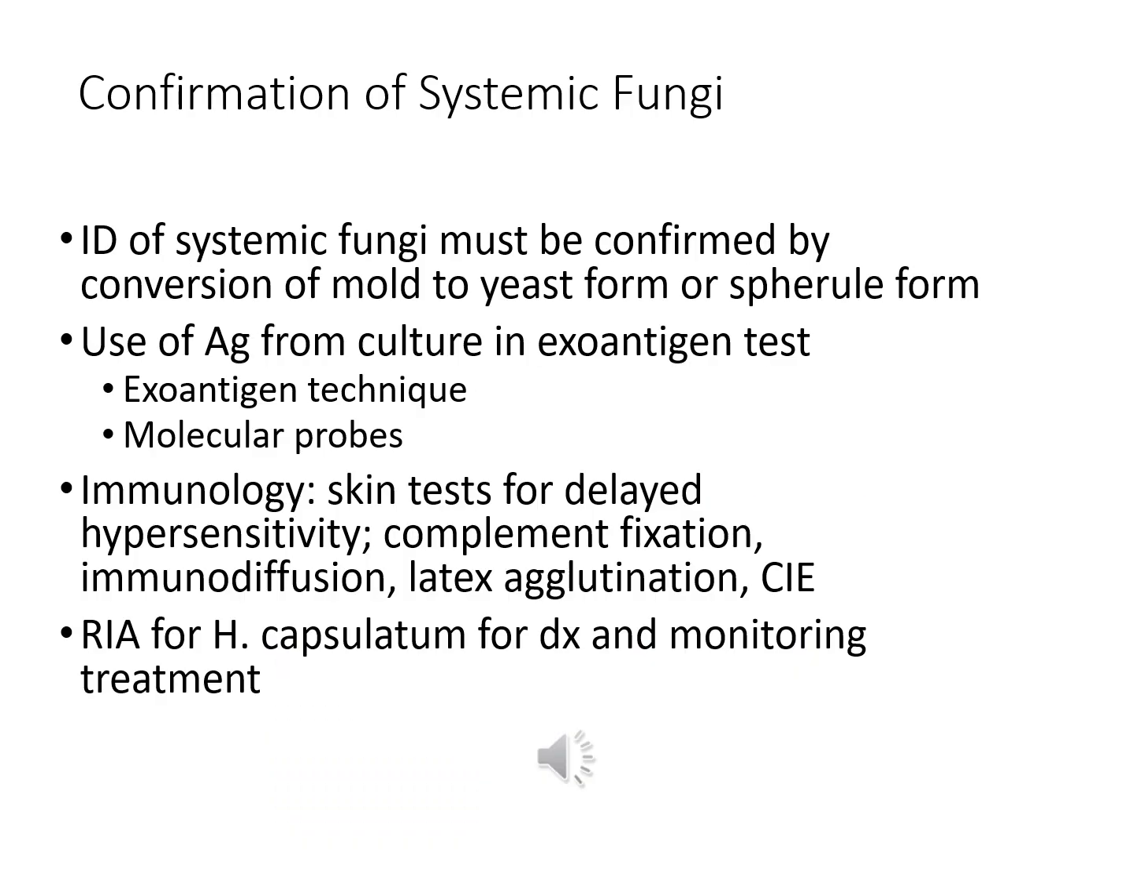Identification of your systemic fungi must be confirmed by conversion of mold to yeast, or to the spherule form. We can use the antigen from culture in an exoantigen test. There are also antigen techniques and molecular probes you can use. Immunology could be a skin test for delayed hypersensitivity, or it could be done in the laboratory via complement fixation, immunodiffusion, latex agglutination test, or competitive immunoassay. We also have radioimmunoassay, which is often a methodology for detecting Histoplasma capsulatum for diagnosis as well as for monitoring the treatment of that.